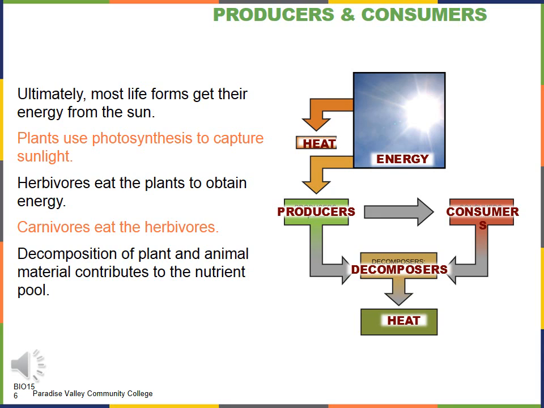So nutrients cycle in a circle, and energy is really said to go in a straight line, even though it kind of shows it here in a circle. Energy goes from the sun to producers to consumers to decomposers, and then whatever's remaining is released back into the atmosphere.